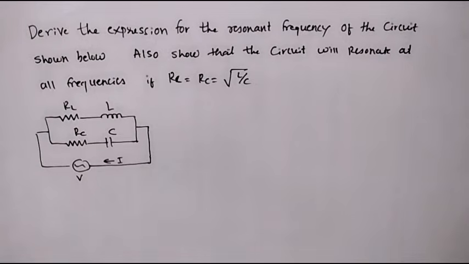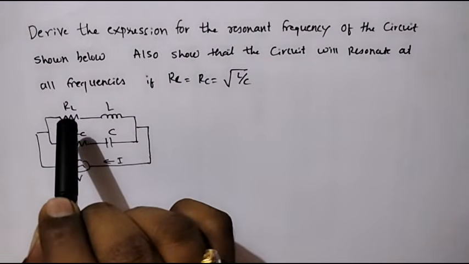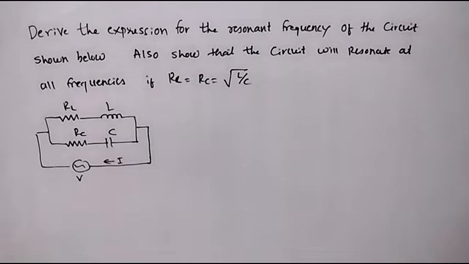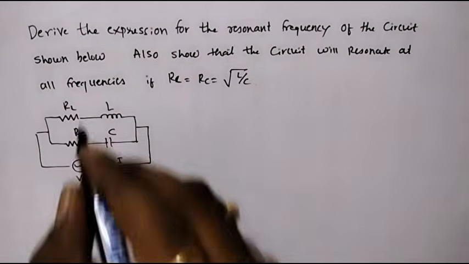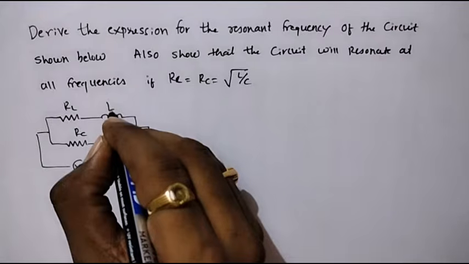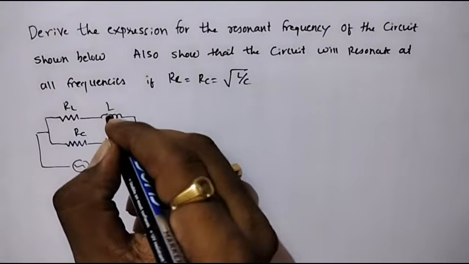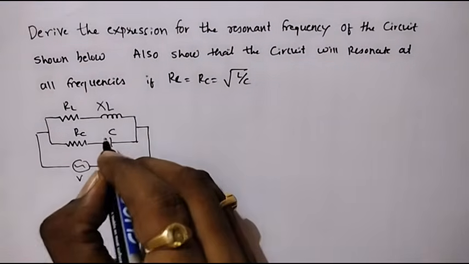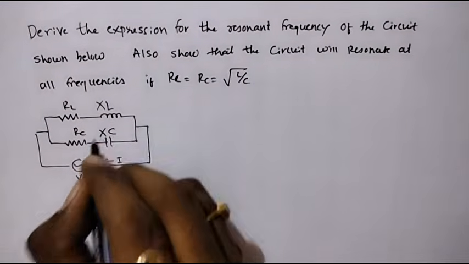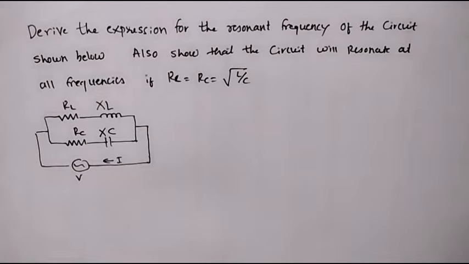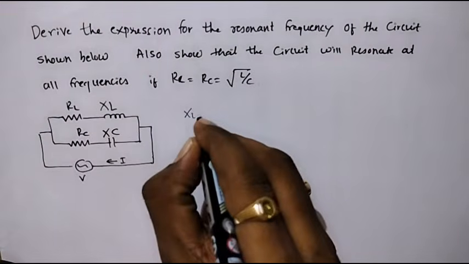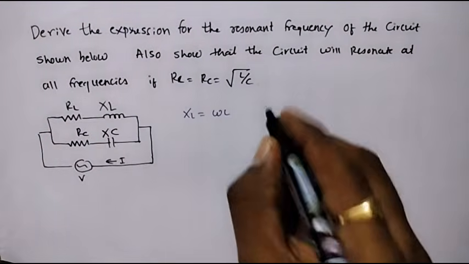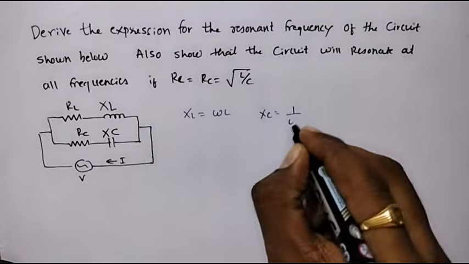So in the circuit, inductor L is in series with RL and C is in series with RC. Here we can consider the inductor as inductive reactance, that is XL, and capacitive reactance, that is XC. The inductive reactance XL is nothing but omega L and XC is nothing but 1 upon omega C.